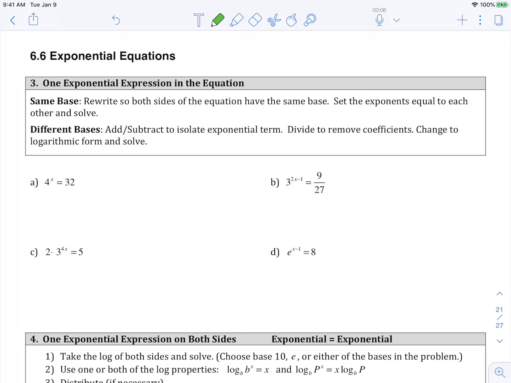the true power of logarithms and why we have them, because you'll see that there are exponential equations that we cannot solve because they don't have the same base. And so the only way we're going to solve this is by using the logarithms. So here are the two steps. Same base. Rewrite so that both sides of the equation have the same base. Set exponents equal to each other and solve.